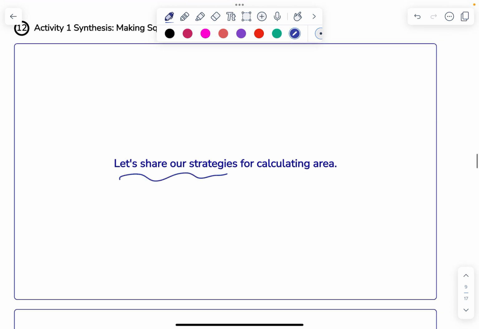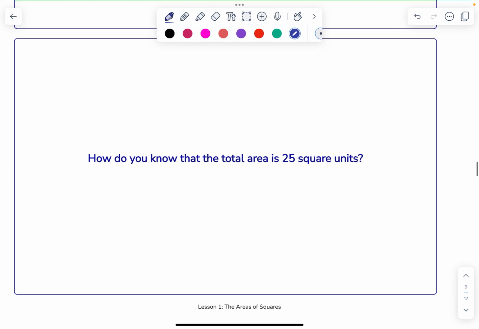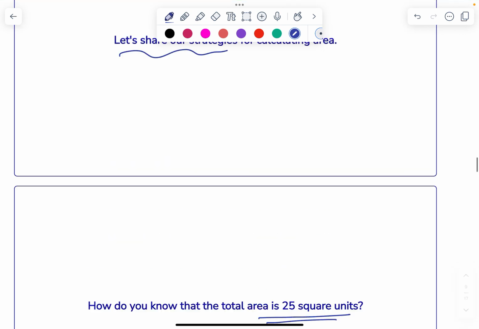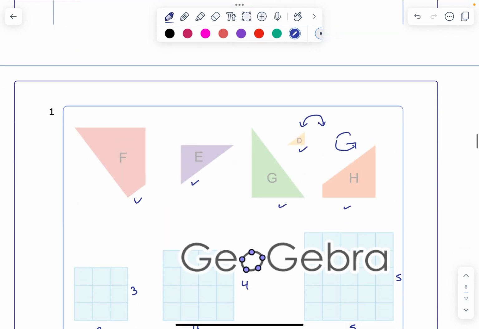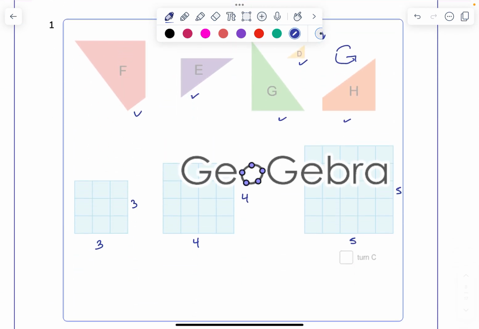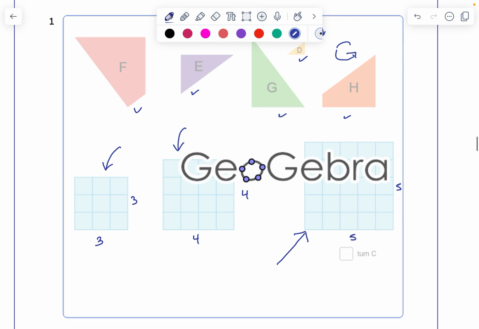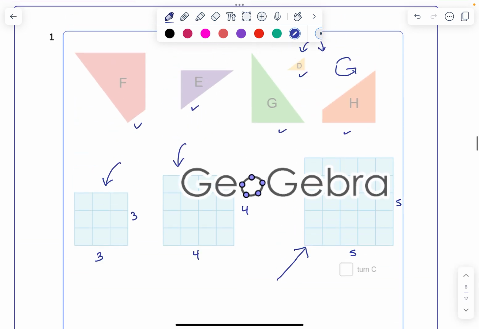Then you're going to share your strategies. The answer was 25 units squared, which means that you could have put all 5 pieces together to make this large square, or you might have noticed that you could make these 2 smaller squares using the 5 shapes.